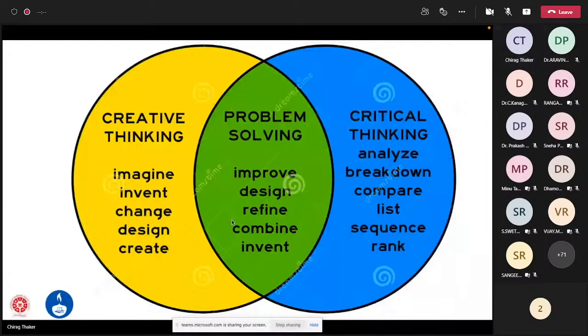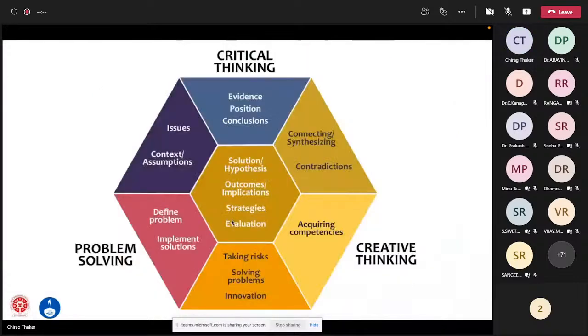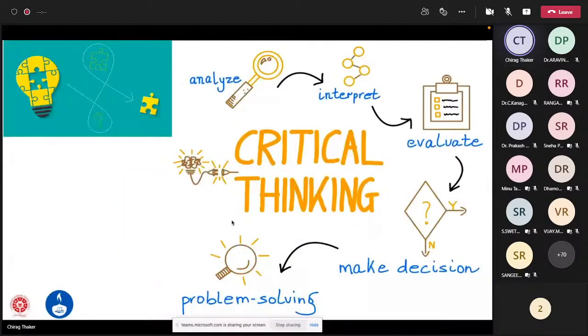You improve the solution, you design the solution, you define the solution, you combine many solutions, create one, you invent one. So critical thinking is all about evidence, position, and conclusions. Creative thinking is all about acquiring competencies, taking risk. Problem solving is all about defining the problem and implementing the solutions. So this is a critical thinking process: analyze, then interpret, then evaluate. And there is a list. Then make decision. Choose the better one. Choose the best decision. And then problem solving approach.